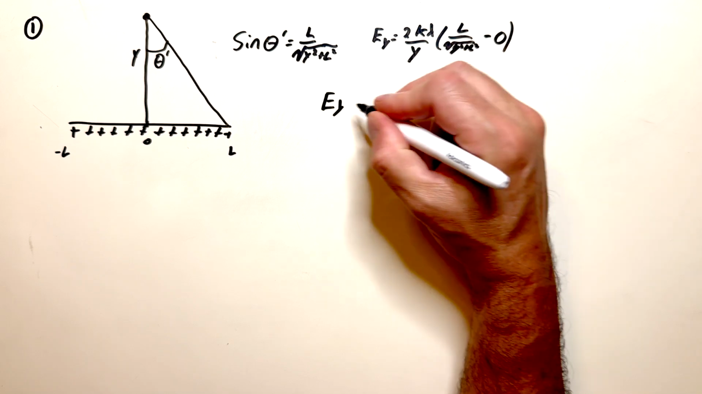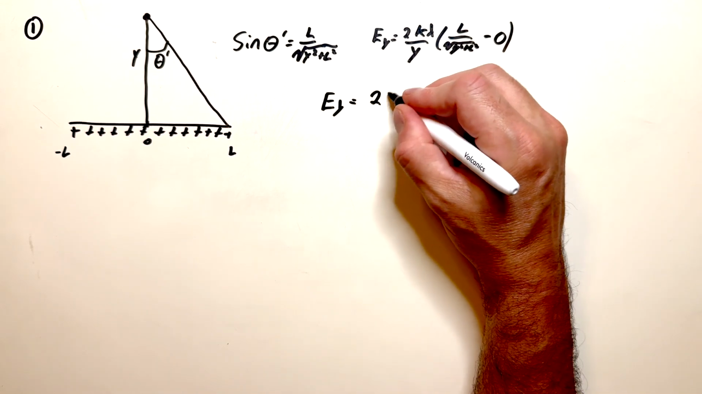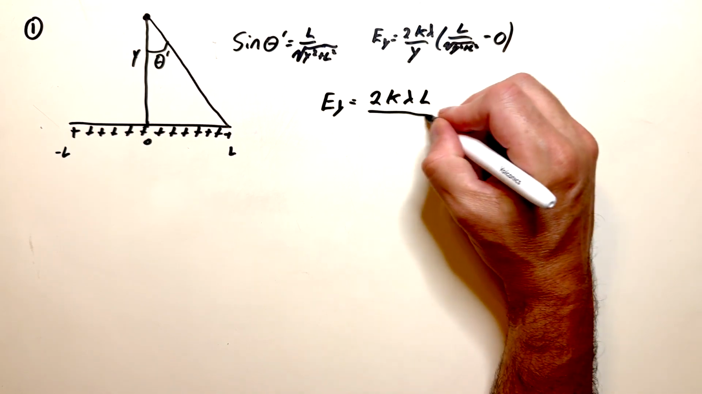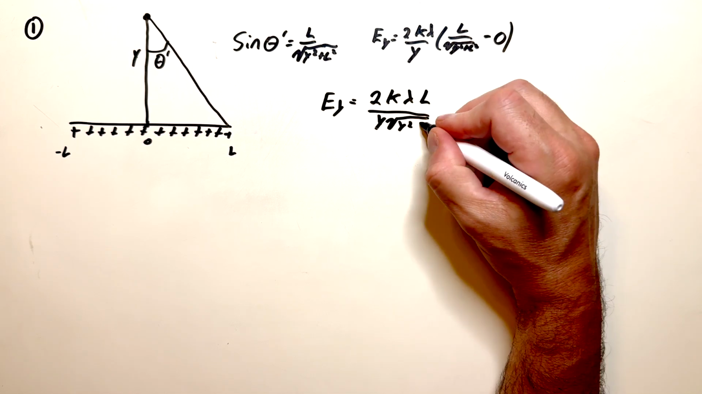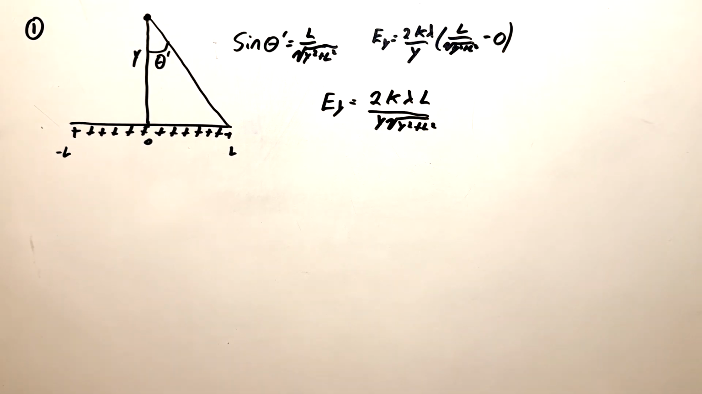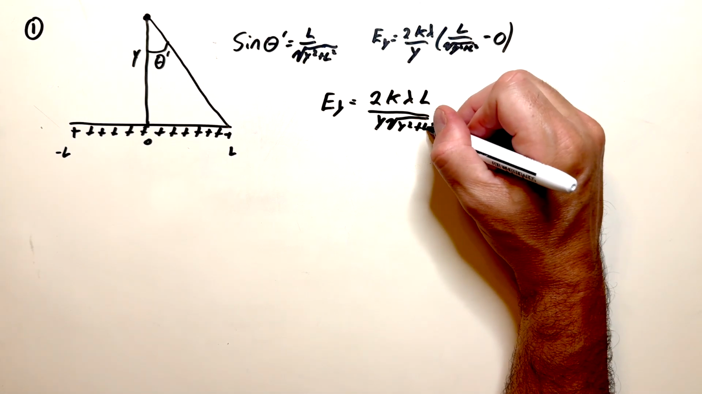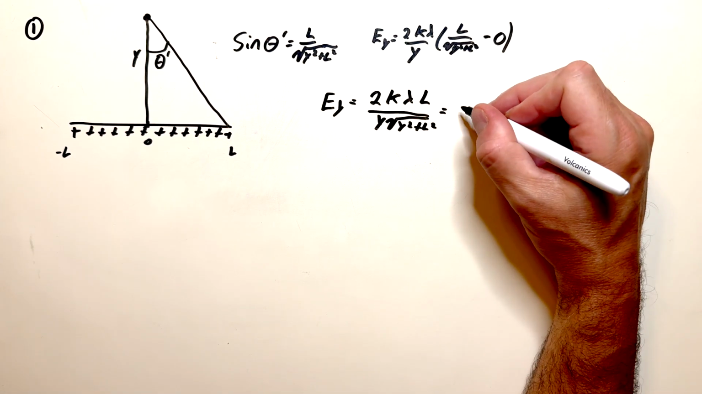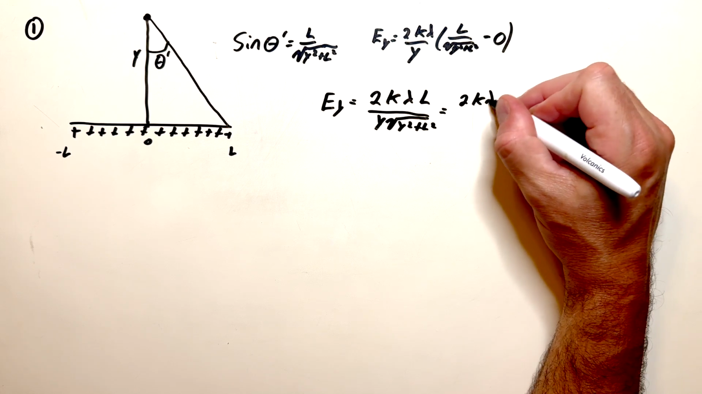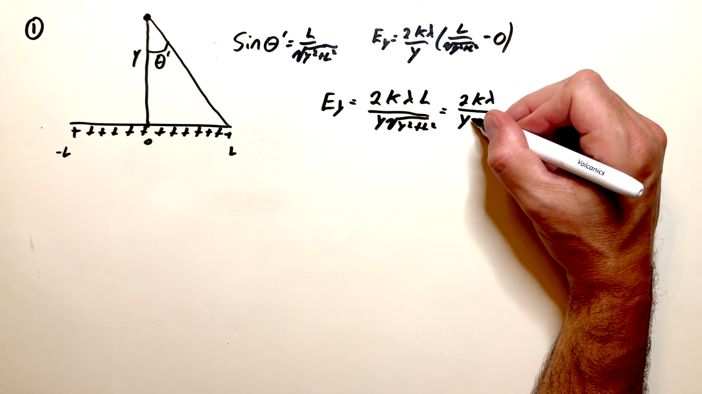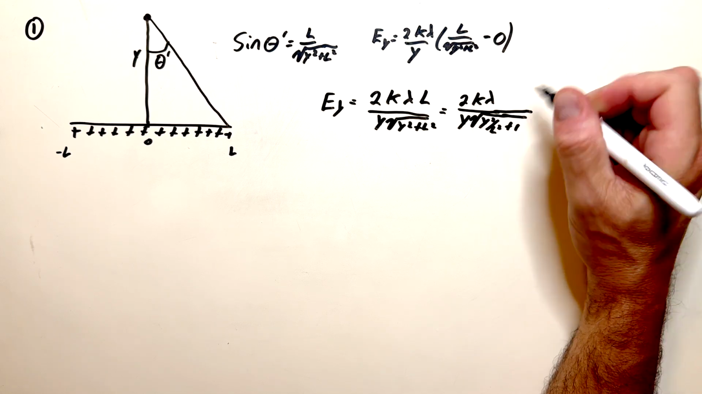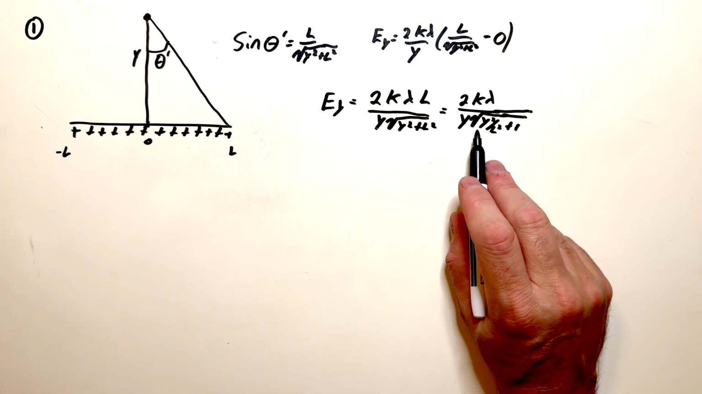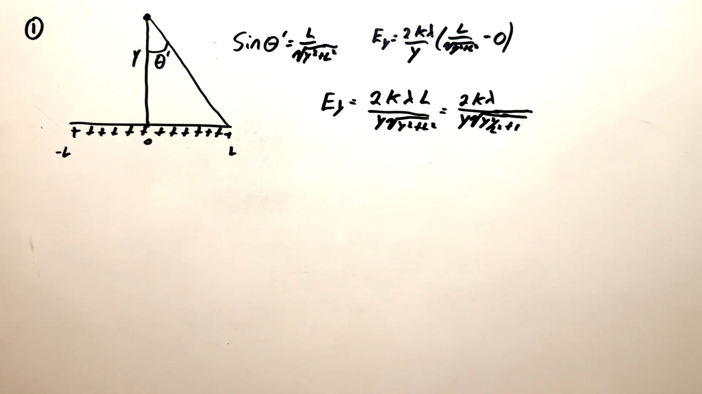E sub y is equal to 2k lambda L divided by y times the square root of y squared plus L squared. And if we wanted to, we could even pull the L out of this and write this as 2k lambda over y times the square root of y squared over L squared plus 1. So I pulled out an L squared. When I pull it out of that square root, it just becomes L, and it cancels this L over here. And so we have this expression. And that'll set us up nicely for number 2.